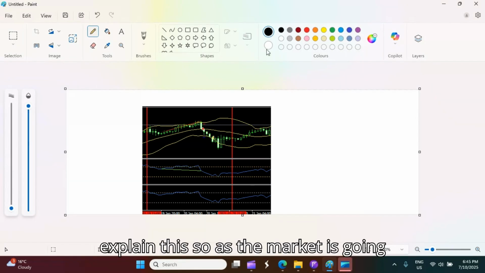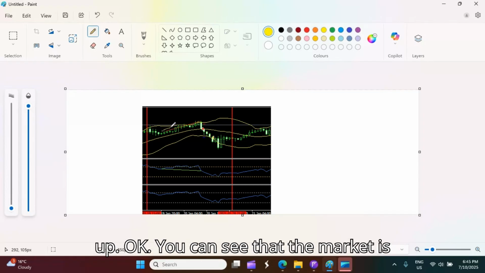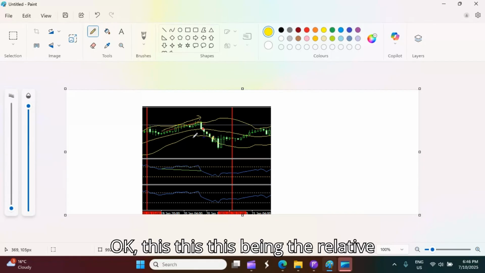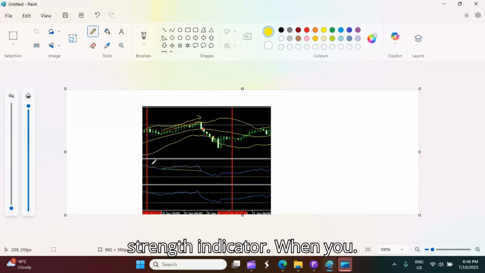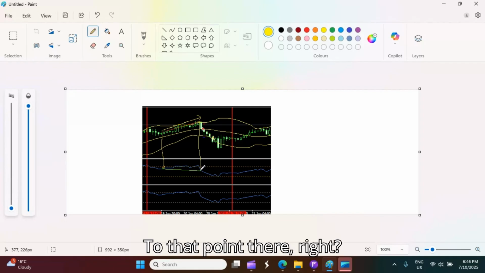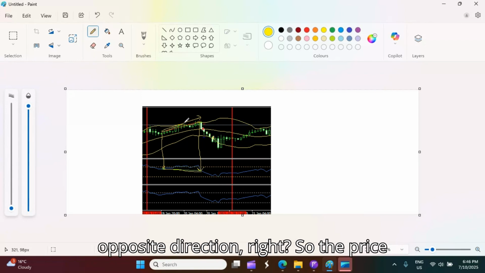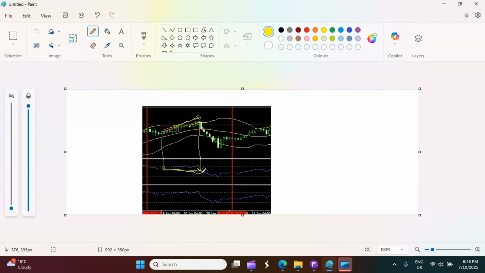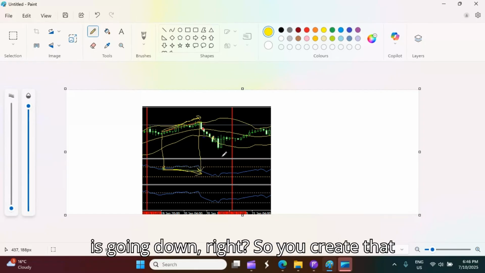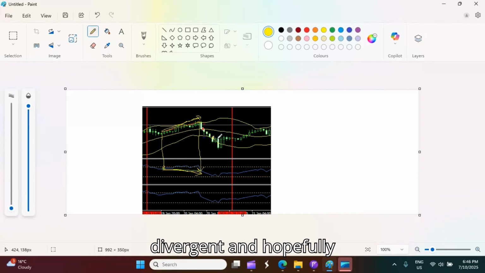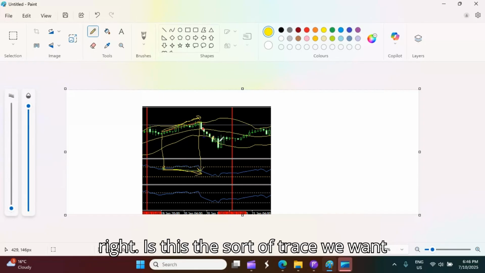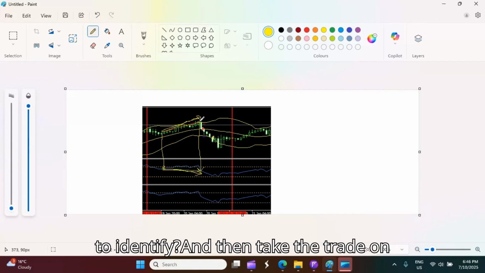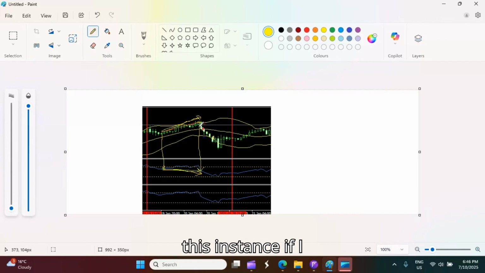What it's actually saying, I've got a picture here, let's try and explain this. As the market is going up, you can see that the market is going up in this direction, this being the relative strength indicator. From this point here to that point there, the RSI is actually going in the opposite direction. So the price action goes up, the relative strength index is going down, and you create that divergence. Hopefully, these are the sort of trades we want to identify and then take the trade on the downside.